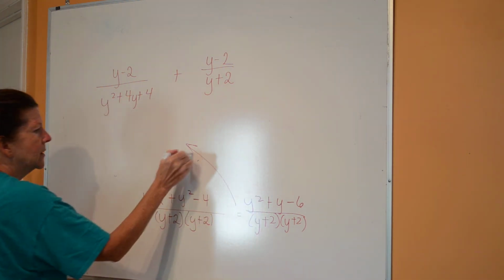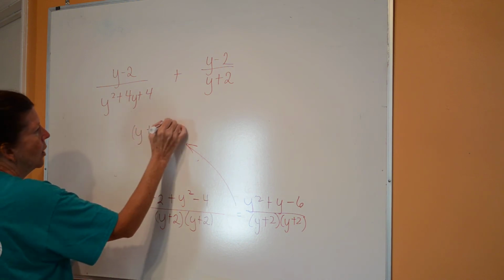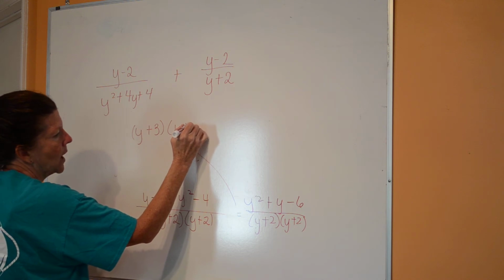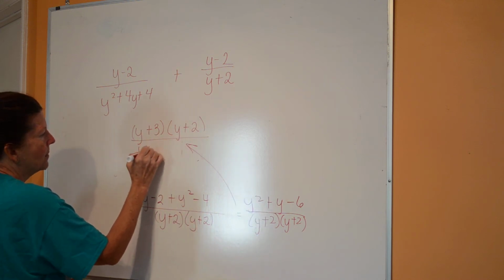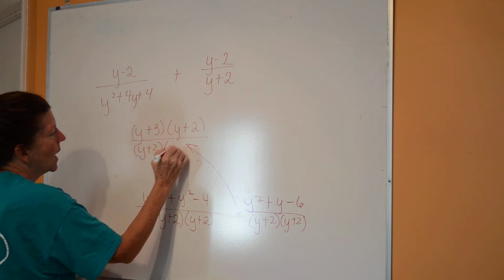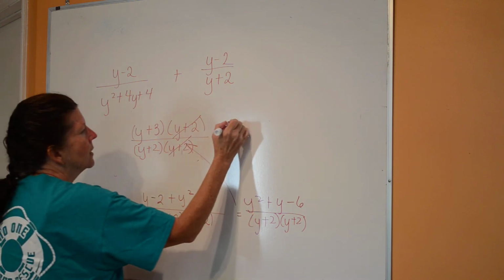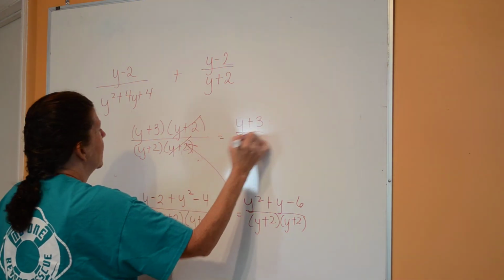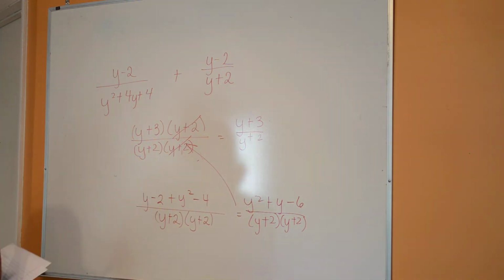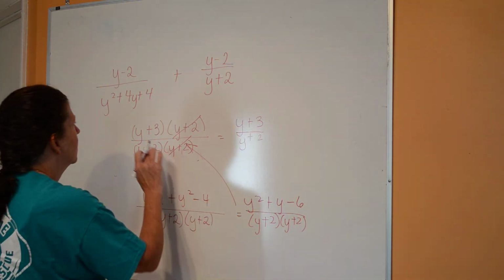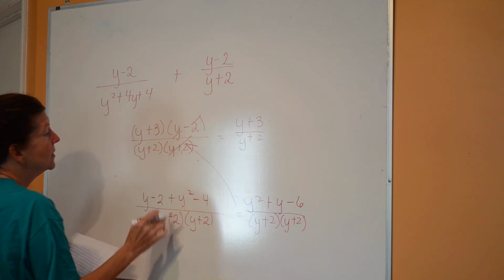Okay, I can factor. So I have a y plus 3 over a y, or times a y plus 2, and that's what gives me that. On the bottom, I have a y plus 2 times a y plus 2. One of those y plus 2's cancel out, giving me a y plus 3 over a y plus 2. Actually, I did that wrong. This would have to be minus, so they don't cancel out.